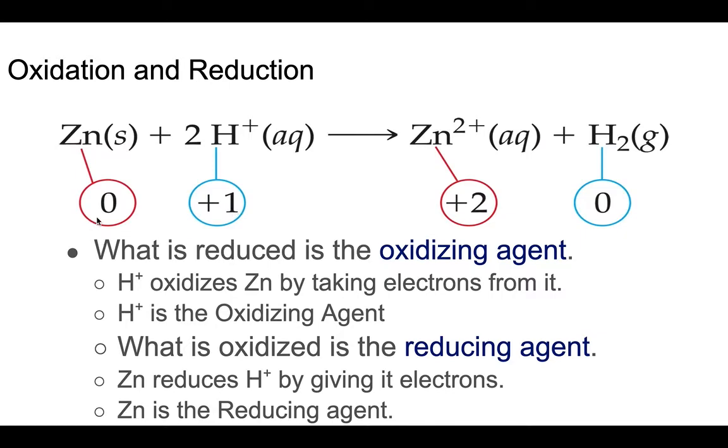Same thing with our zinc. Zinc is oxidized, but it's also the reducing agent. Zinc is reducing hydrogen by giving it electrons. It's giving it extra negative charges. It's causing its oxidation number to be reduced.